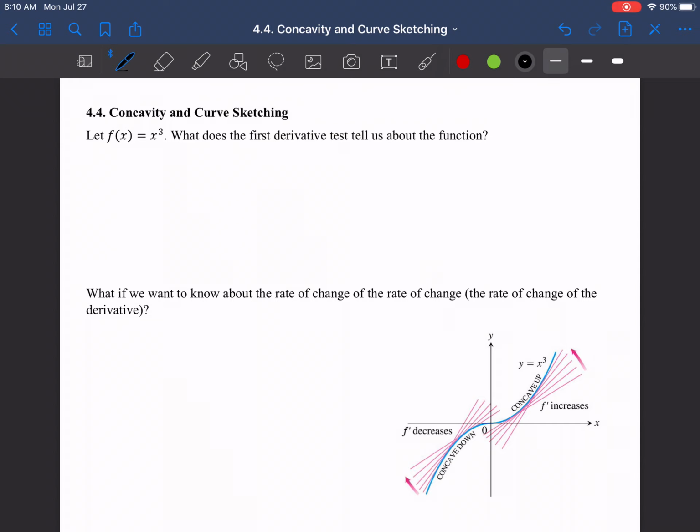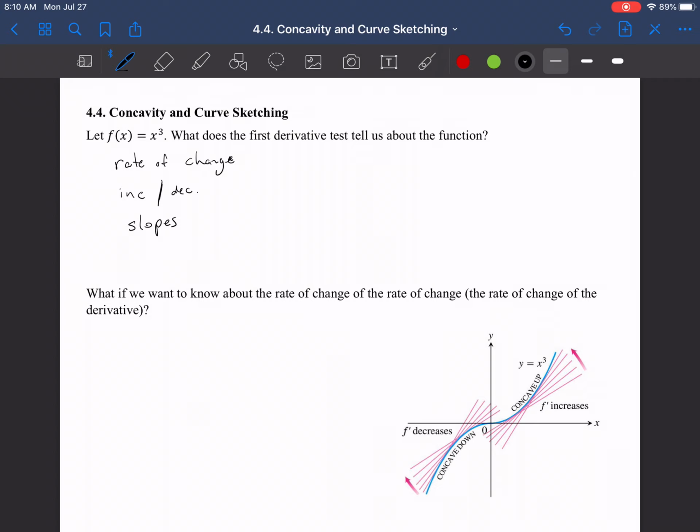So let's start by looking at the example f of x equals x cubed. What does the first derivative test tell us about the function? Well, what does it tell us? It tells us the rate of change. That's one thing. Remember, rate of change is typically how quickly it's changing per time, or the amount it changes per time. It'll tell us if the function is increasing or decreasing, right? And it'll also tell us what the slopes of the tangent lines are at different locations.